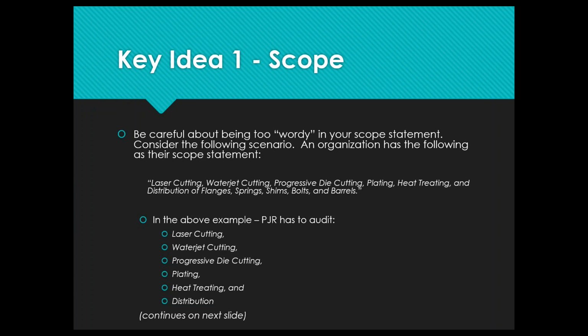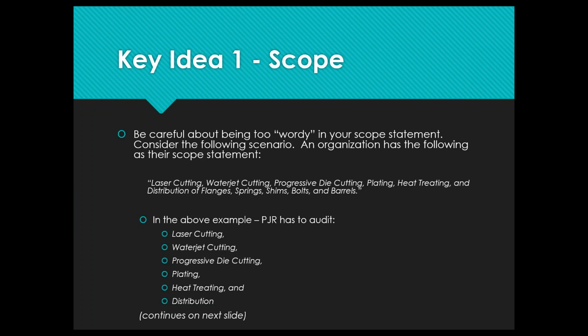So here's an example. Let's say we have an organization that says our scope is laser cutting, water jet cutting, progressive die cutting, plating, heat treating, and distribution of flanges, springs, shims, bolts, and barrels. If that's the scope statement you're going with, our audit has to include everything. We have to audit laser cutting, water jet cutting, die cutting, plating, heat treating, and distribution. And if we show up on audit day and you tell us, oh, sorry, the plating line's down, well, unfortunately, we can't include plating on your certificate if that is the case.